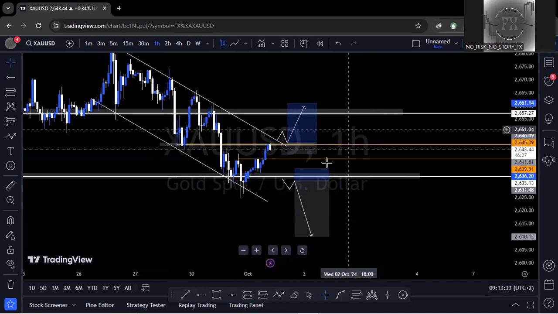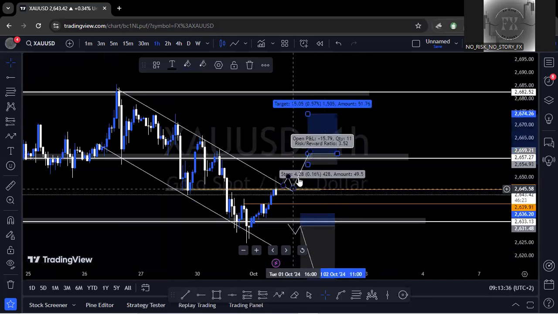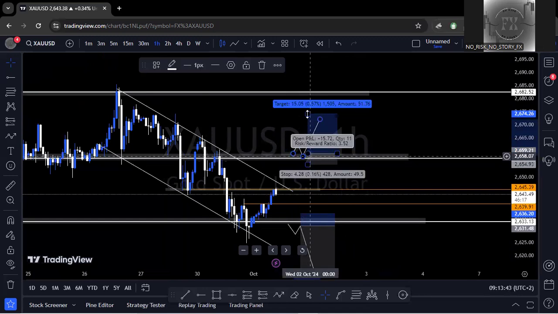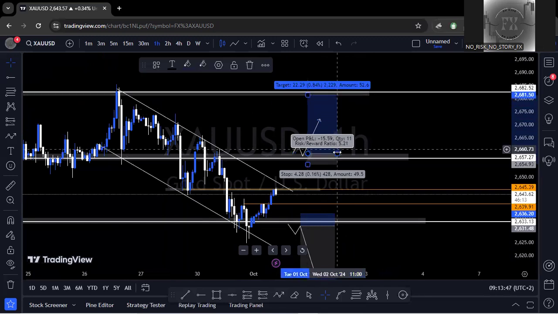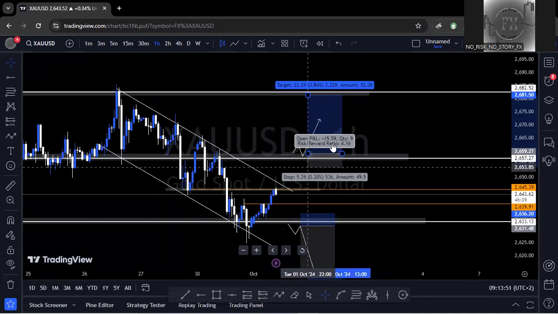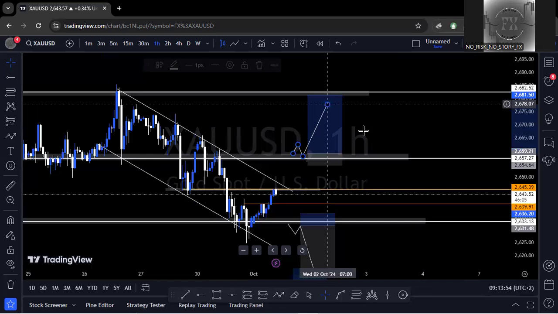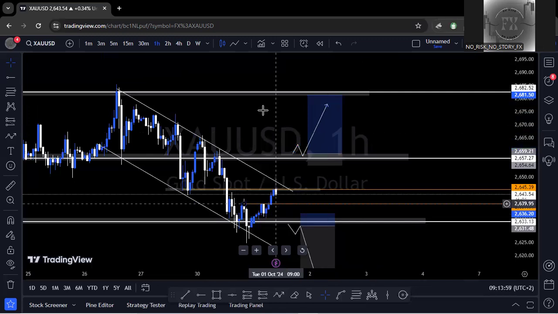Or you should just wait for this market to confirm that it's breaking above here, and also confirm that it's breaking above this area here, to then take your long opportunities, right? Your long opportunities with a much better risk to reward ratio, right? So I'll remove this for now.